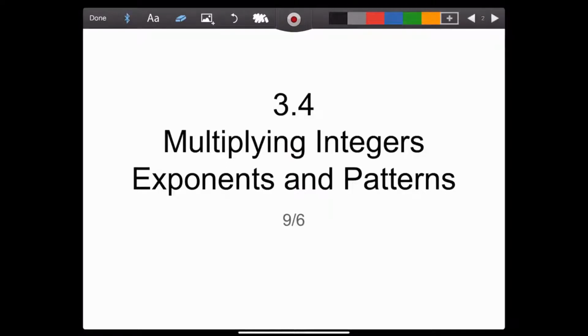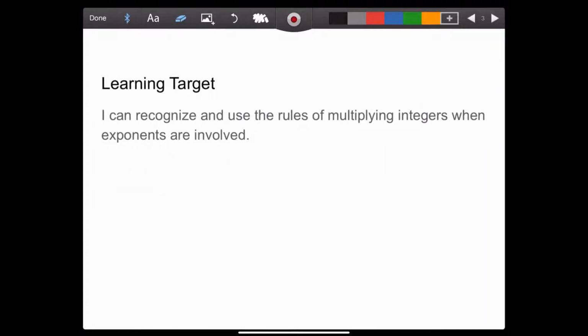3.4, multiplying integers, exponents, and patterns. So the learning target today is that you're going to be able to recognize and use the rules of multiplying integers when exponents are involved.